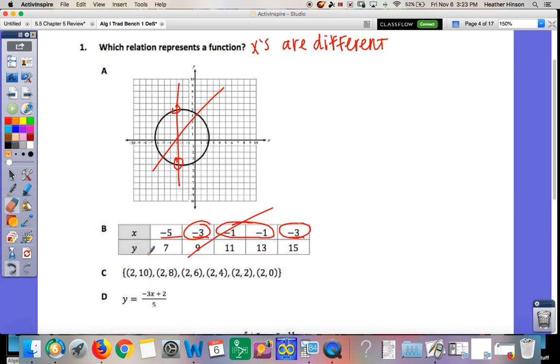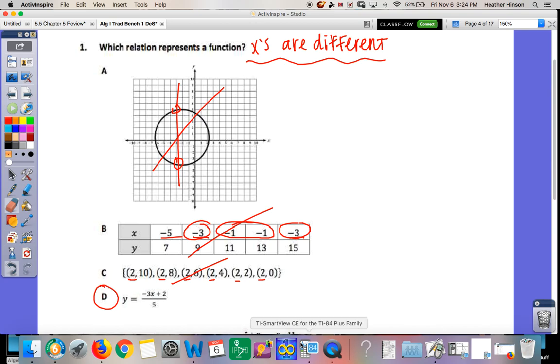For C, look at all your x's. We have 2, 2, 2, 2, 2, 2. Are all your x's different? Not a chance. So C is out. D, when you have an equation, that is your answer because it's the only thing left.